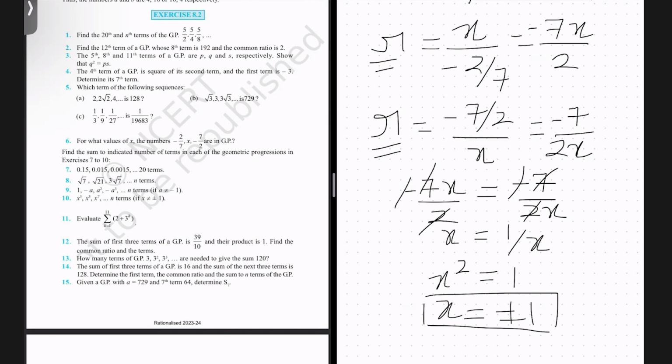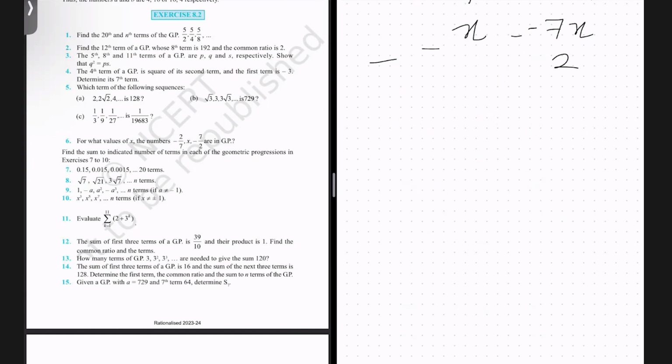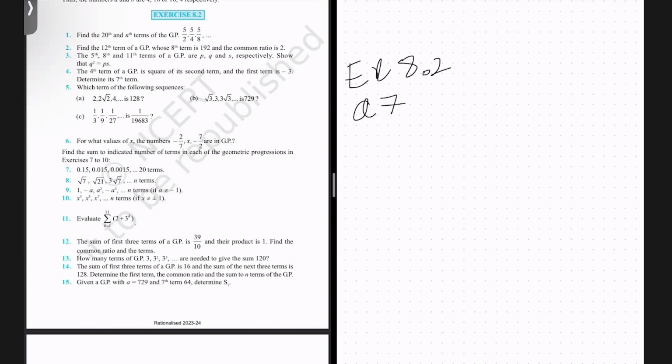Moving on to question number 7. Question number 7 says: find the sum to 20 terms in the geometric progression 0.15, 0.015, 0.0015, and we need to find the sum of this GP up to 20 terms, right?